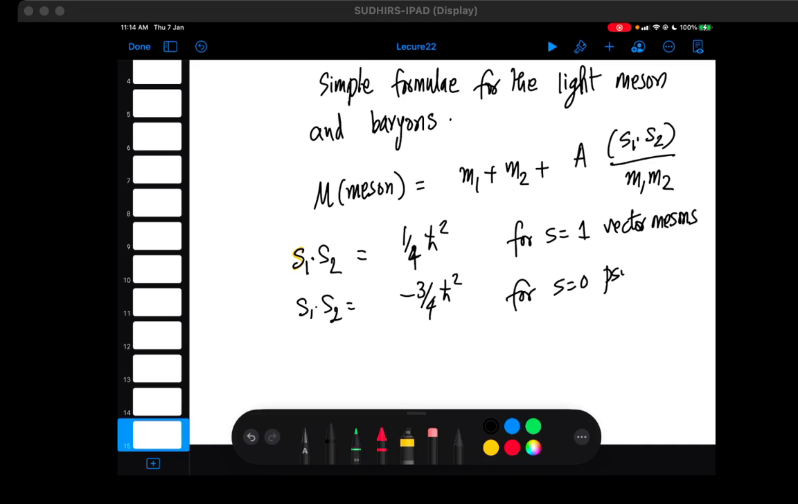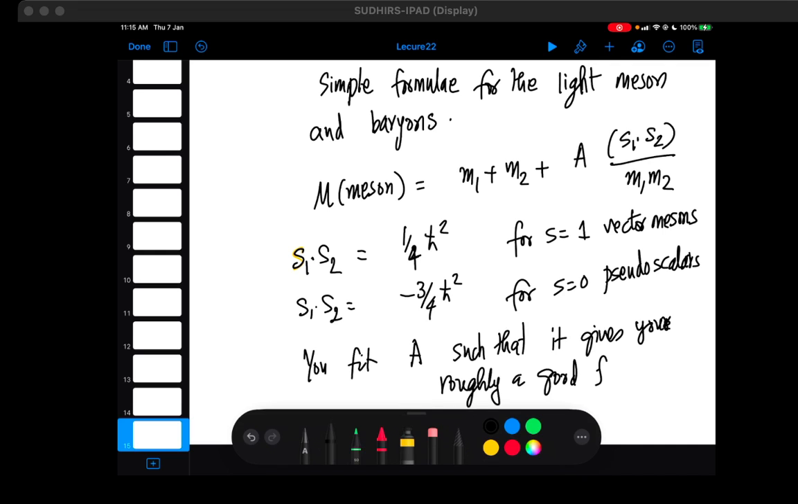With this assumption we can use this formula and try to fit the pi meson mass, say for example the pi 0. You fit A such that it gives you roughly a good fit to data.